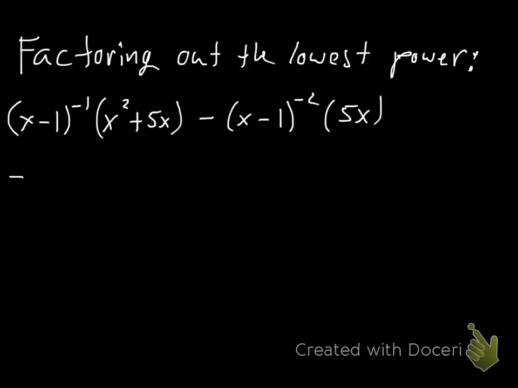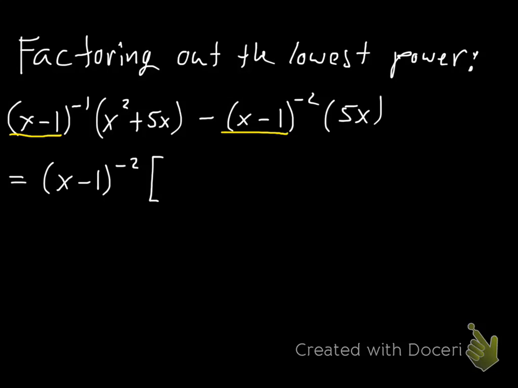So here in this problem we have (x minus 1) to the negative 1 power times (x squared plus 5x) minus (x minus 1) to the negative 2 power times 5x. So notice that you have an x minus 1 and x minus 1, so those are the common factors there. Now the lowest power between the two is the negative 2, so that's what we're going to factor out. That's the lowest power. And we're going to go ahead and factor that out, (x minus 1) to the negative 2.